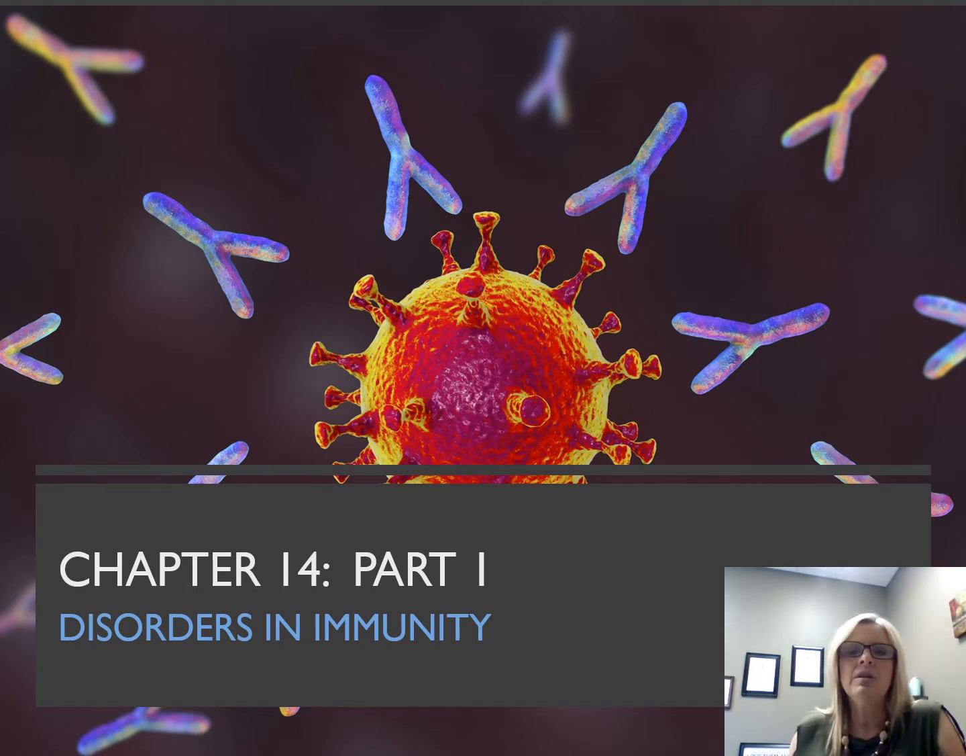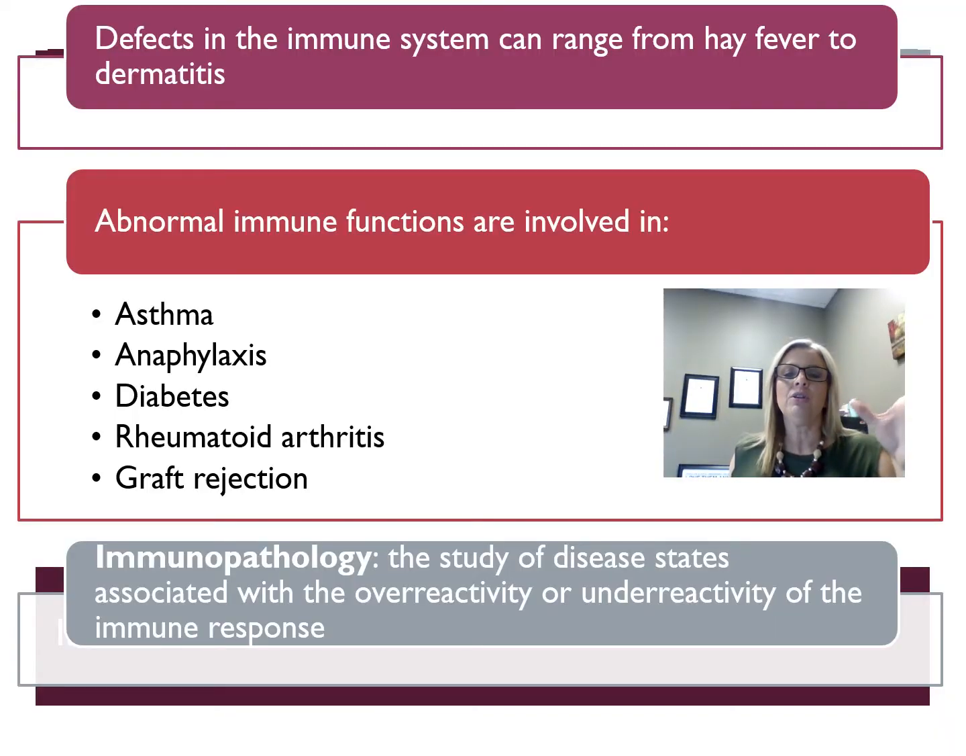Problems with immune function can be small minor irritations like hay fever. Of course, for some of us, that's not just a minor irritation. For some of us, that is a huge deal, or just contact dermatitis. But it can also be life-threatening diseases like asthma, and going into anaphylactic shock with things like a peanut allergy, or if you have tissue or organ transplant, graft rejection, even diabetes are some of the things that we are faced with when our immune system is not functioning properly. So we're going to be looking at immunopathology, and this is when that overreactivity or the underreactivity of the immune system can actually cause disease.